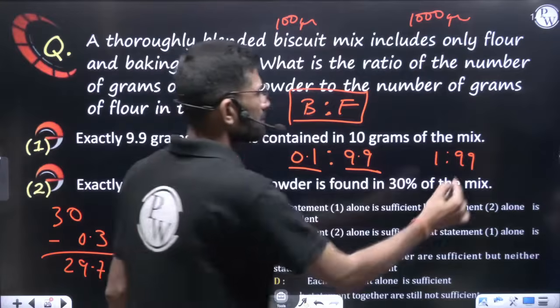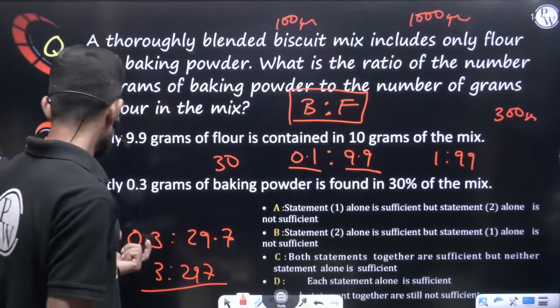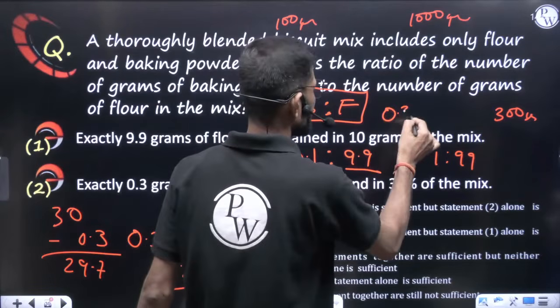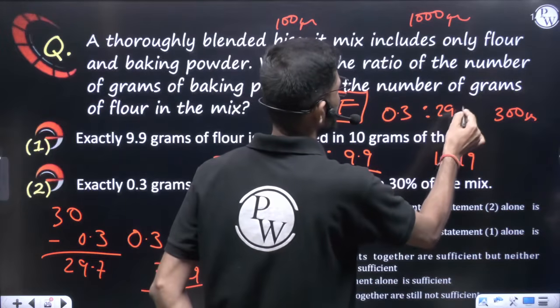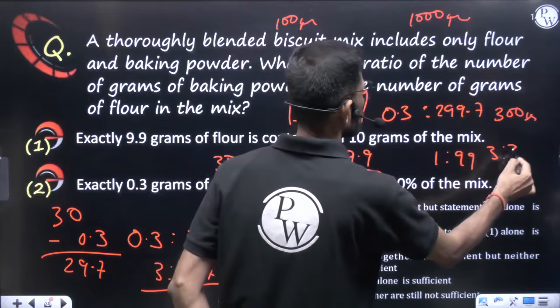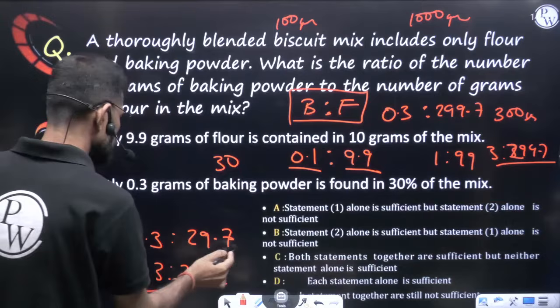30% you have to take means how much you have to take? 300 grams. In 300 grams, baking powder will be 0.3 grams. So the ratio will be 0.3 is to 299.7. So this will be coming 3 is to 2997. Is this ratio and is this ratio same?